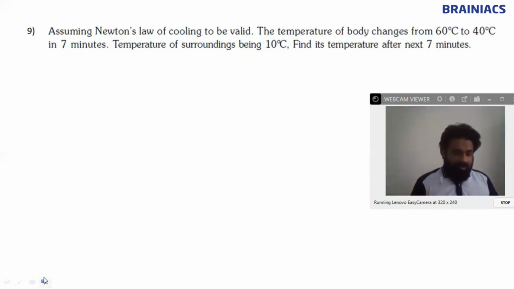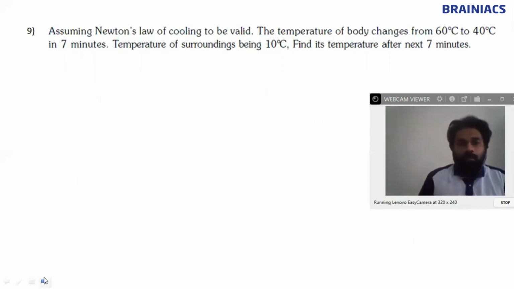Okay, so the next problem is about Newton's law of cooling. Assuming Newton's law of cooling is valid. Why is this assumption made? Because if there is a big difference between the body and surrounding temperature, then Newton's law of cooling is not valid. So we need not think at that level. That is the reason they have given this. Just consider Newton's law of cooling is valid.